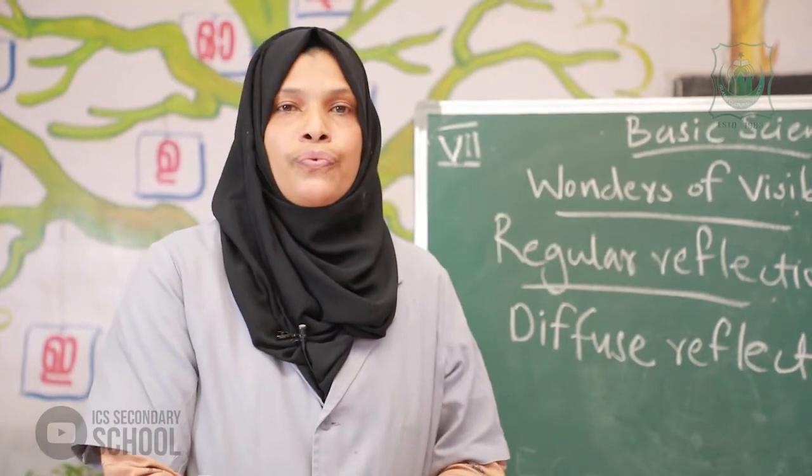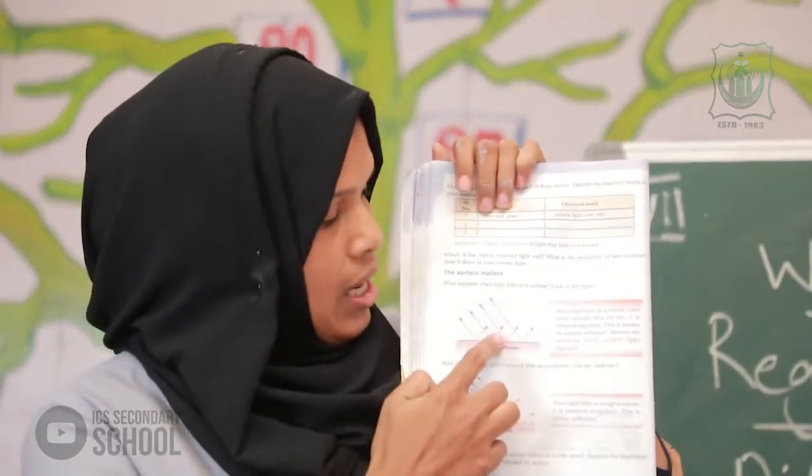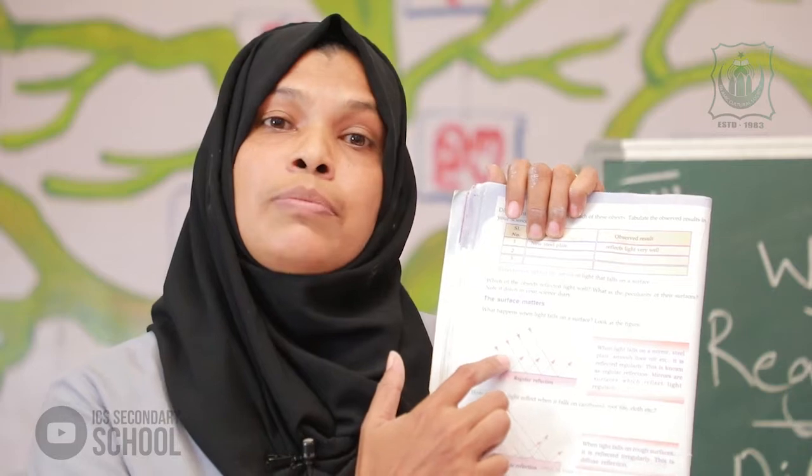Look at the textbook, page number 24. This is a regular reflection, and this is a diffuse reflection. Can you tell me what is meant by regular reflection?